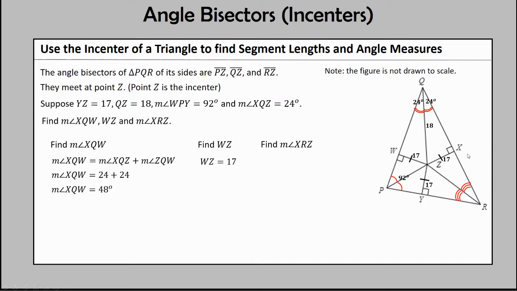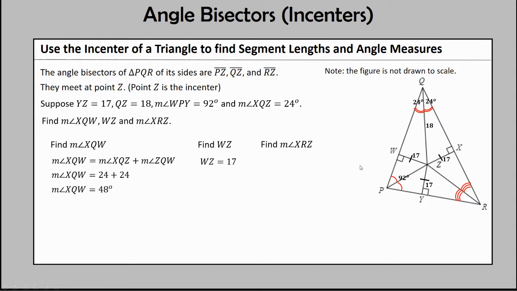Lastly, find XRZ. So XRZ, when we go over here and trace the letters XRZ, they're asking me to find this half of the angle. Well, I don't know what the whole angle is, so I don't know what half of it is. So this one, we're going to have to think a little differently. What I want you to do is think of the entire triangle here.